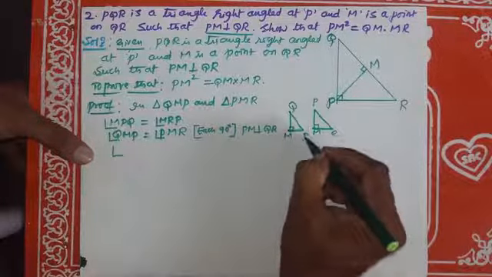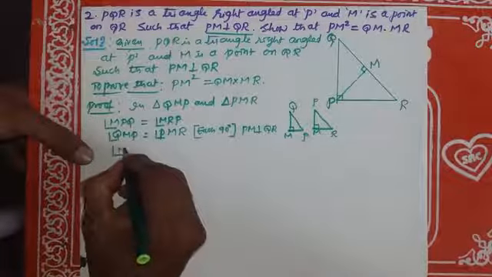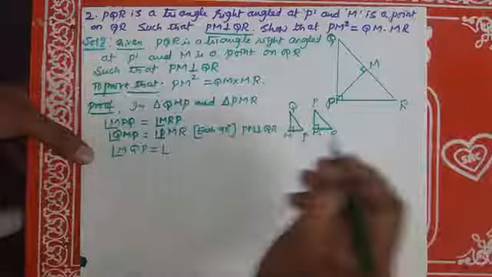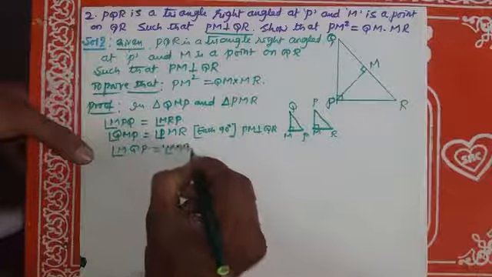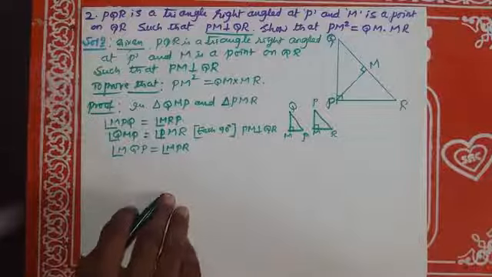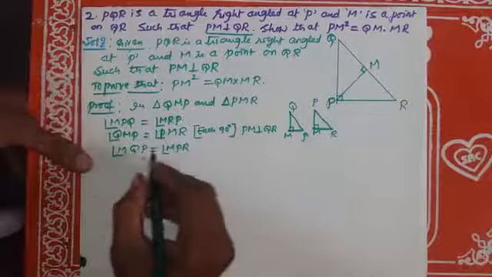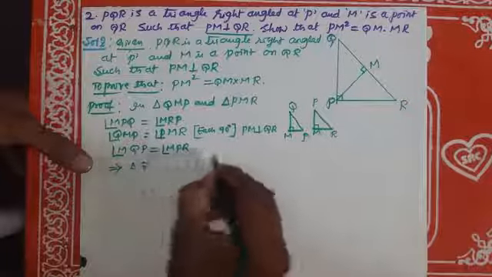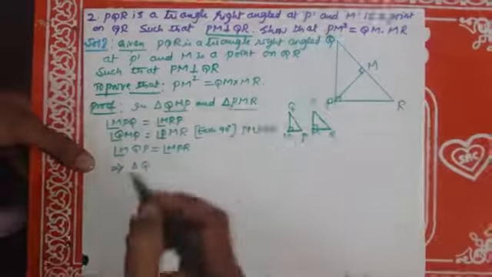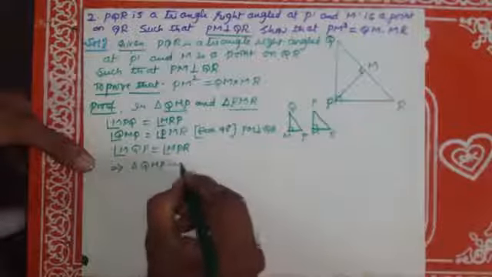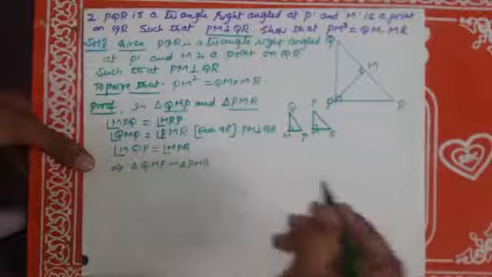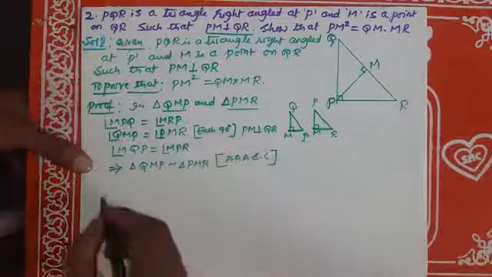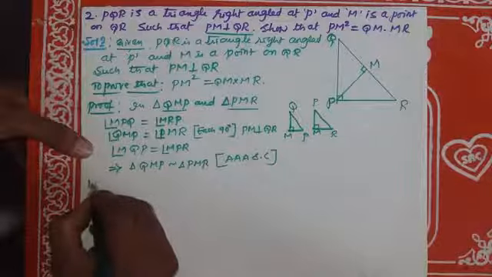Next, angle MQP is equal to angle MPR. Angle MQP is equal to angle MPR, which implies triangle QMP is similar to triangle PMR. This is by the angle similarity criterion.